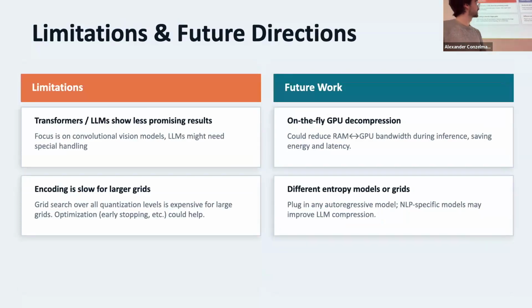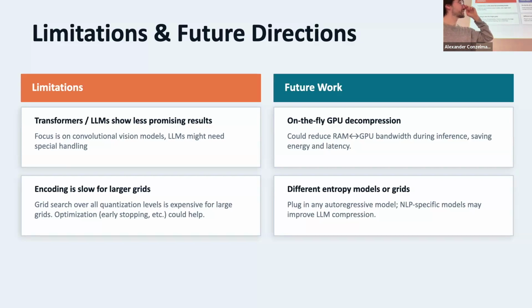Yeah. Some of the limitations: it didn't work when we tried on transformers. We think that has something to do with the transformers having different activation statistics. So some more work would be needed there. And then one thing is that encoding can be slow for large grids because you go over each of the grid points. There could be maybe some optimizations, for example, early stopping that would be helpful there, or a more targeted exploration of the grid.